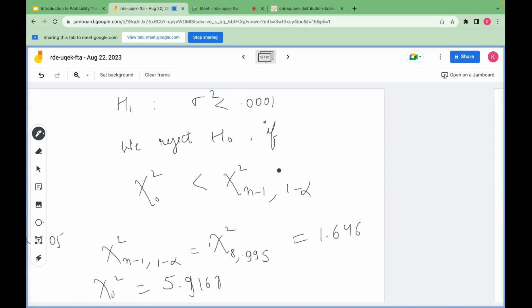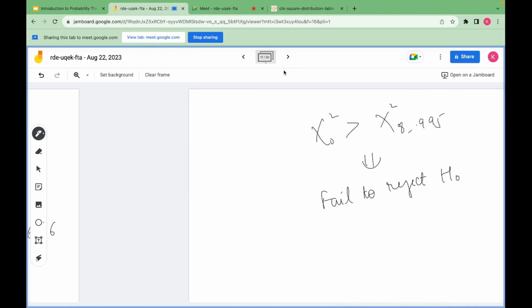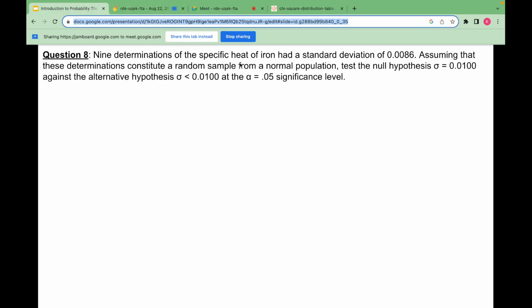We reject our null hypothesis if this value is less than this value. But as this chi square naught is 5.9168, it is greater than 1.646. That's why we fail to reject the null hypothesis and we conclude that the alternative hypothesis is true, which is saying that the population standard deviation is significantly less than 0.01.